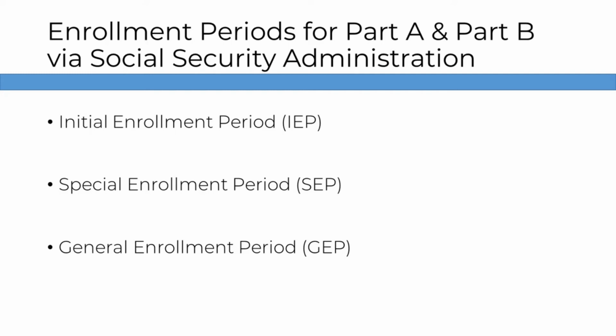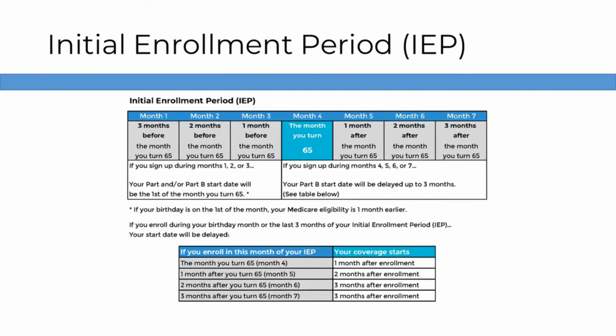First off, you must do this through the Social Security Administration. Depending on your situation, there are 3 different time frames. There's the initial enrollment period, or IEP, when you turn 65. Now, you might delay Medicare completely or partially because you're covered in a group health insurance plan. Because of this, you can enroll later during what's called your special enrollment period, or SEP. If you miss both the IEP and SEP, your last resort is to use the general enrollment period, or you guessed it, GEP. So let's start with the initial enrollment period.